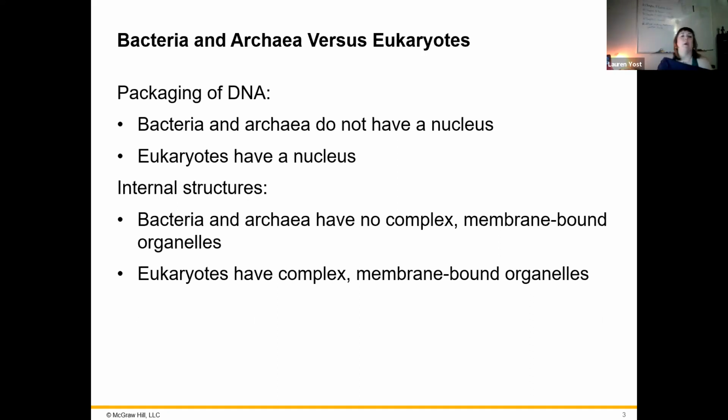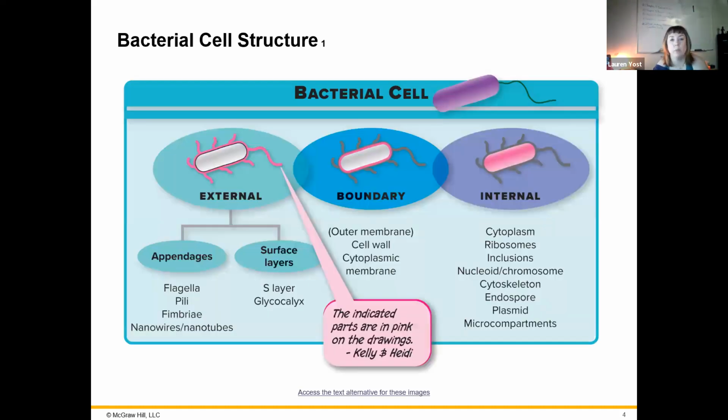So bacteria and archaea versus eukaryotes. So bacteria and archaea, again, these are going to be our prokaryotes. So they do not have a true nucleus and they do not have any true membrane bound organelles at all, actually. So eukaryotes do have both of these things. And that will be what we'll talk about in the next chapter. Next chapter is about eukaryotes. And that's like you and I.